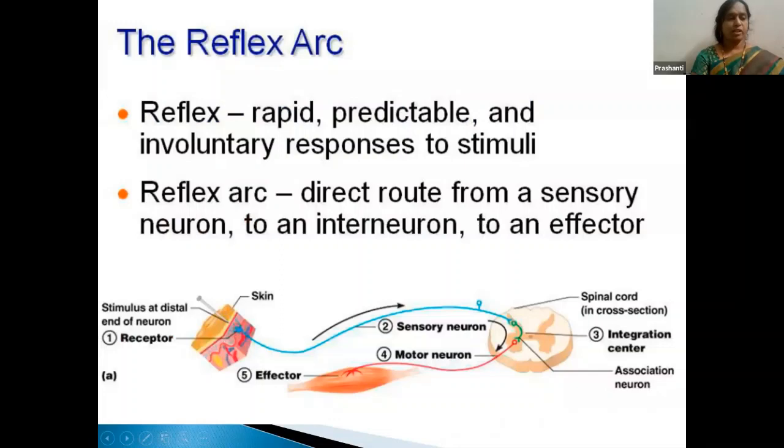Next we go to the reflex arc, children. What is a reflex? It is an involuntary response to stimuli, called a reflex, and the reflex arc is the route from the sensory receptor reaching the effector via an interneuron.